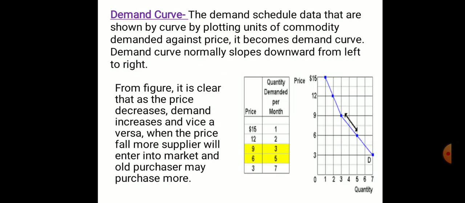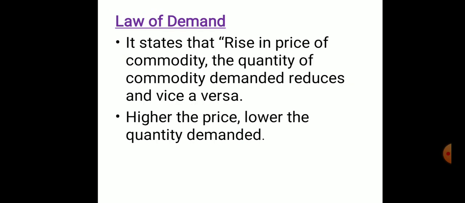So from the figure it is clear that as the price decreases, demand increases and vice versa. When the price falls, more suppliers will enter the market and all purchasers may purchase more. So this is called a demand curve. So from the demand curve, we can state the law of demand as: with a rise in price of a commodity, the quantity of commodity demanded reduces and vice versa. Or in simple words, we can define the law of demand as higher the price, lower the quantity demanded.